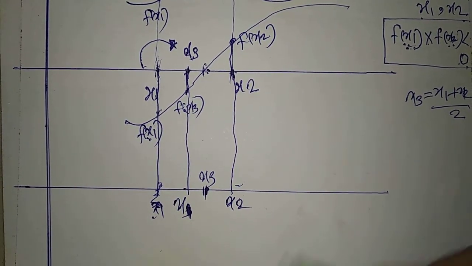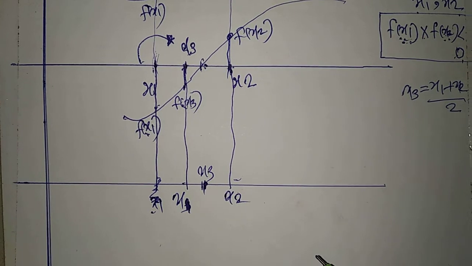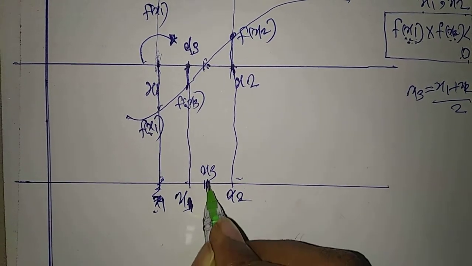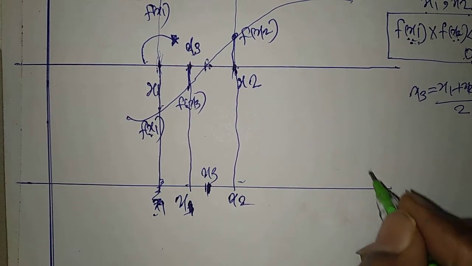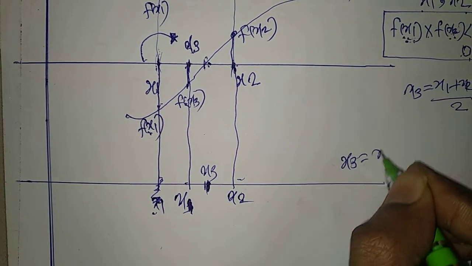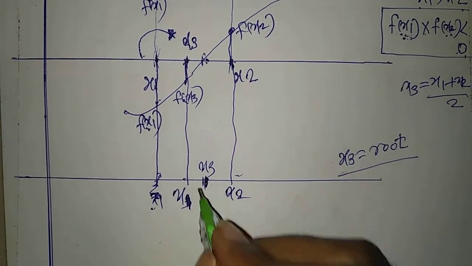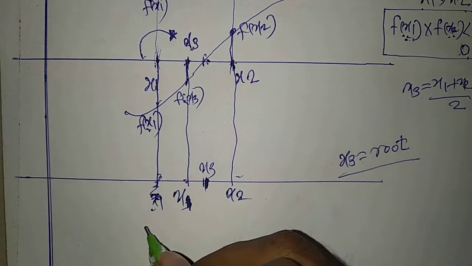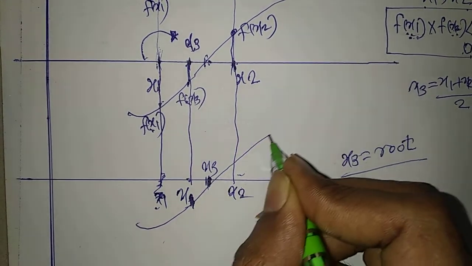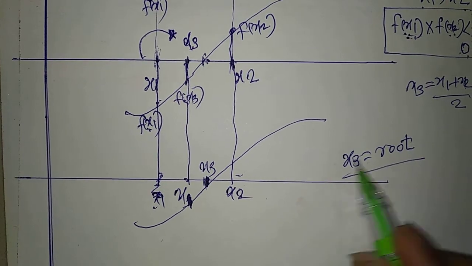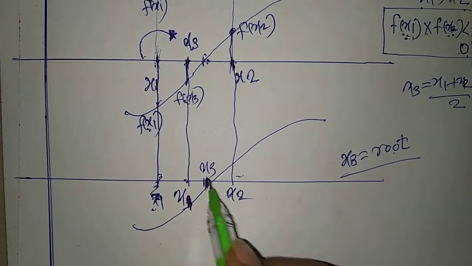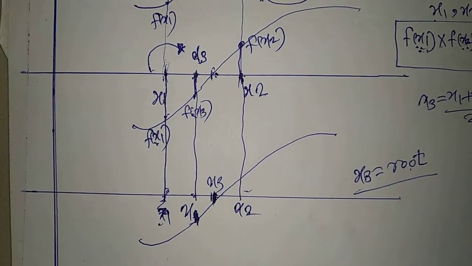If you repeat this procedure, after some iterations you will get the exact answer. From the multiple iterations you will get x3 as the root. So this is the bisection method.